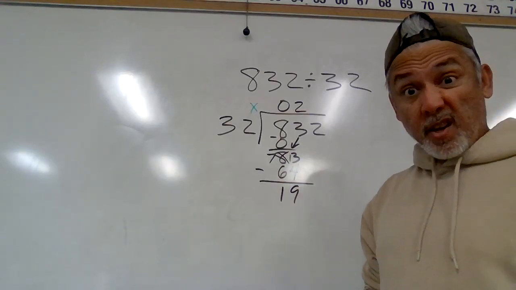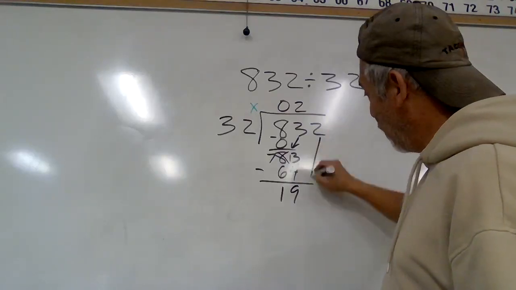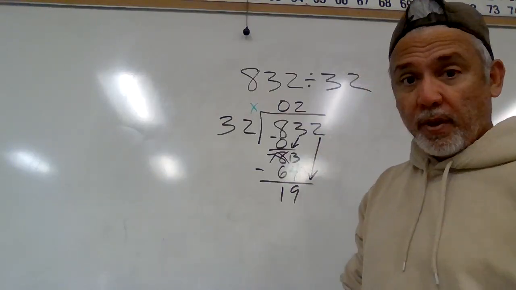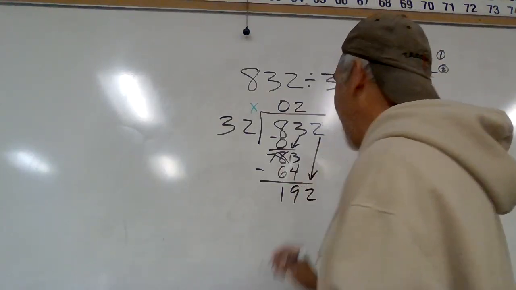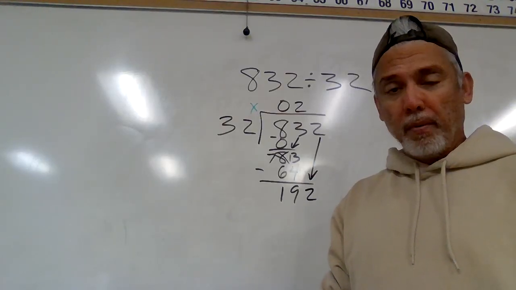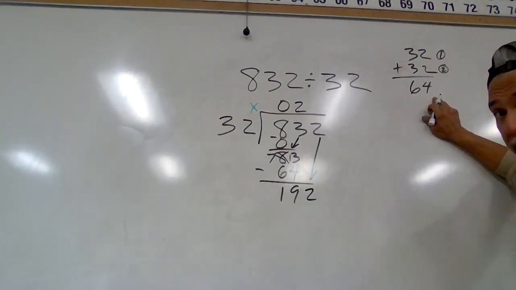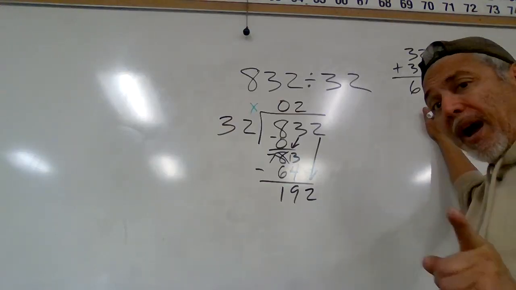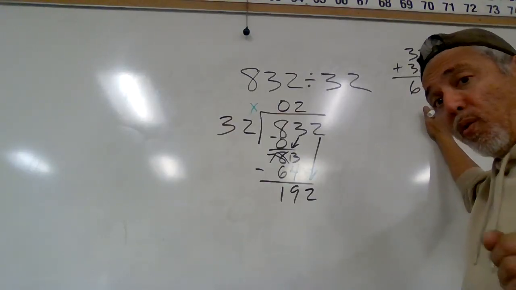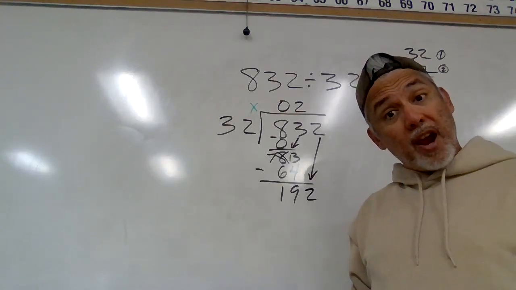And we're not done yet because we still have somebody in the division house. Got to bring that 2 down with an arrow. My new number house is the house of 192. Calm down. It's going to be okay. We look over here, we've got the 64 still. That's why it's important to show your work, because you can keep working off the work you've done already.